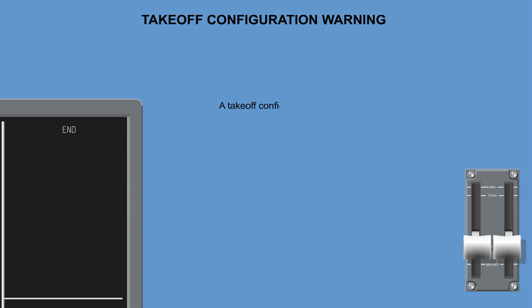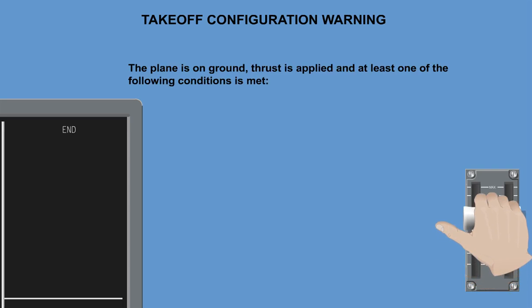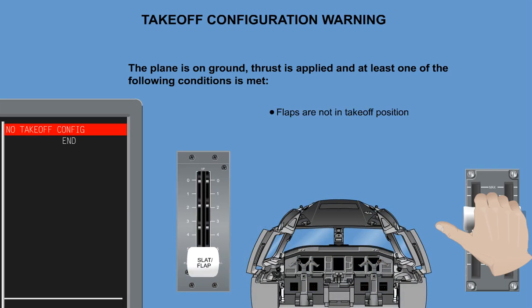A takeoff configuration warning indicates that the airplane configuration is not in a suitable takeoff condition. It is provided through the aural warning system. Such warning is activated whenever the airplane is on the ground, thrust is applied, and at least one of the following conditions is met. Flaps are not in takeoff position. "No takeoff. Flap."